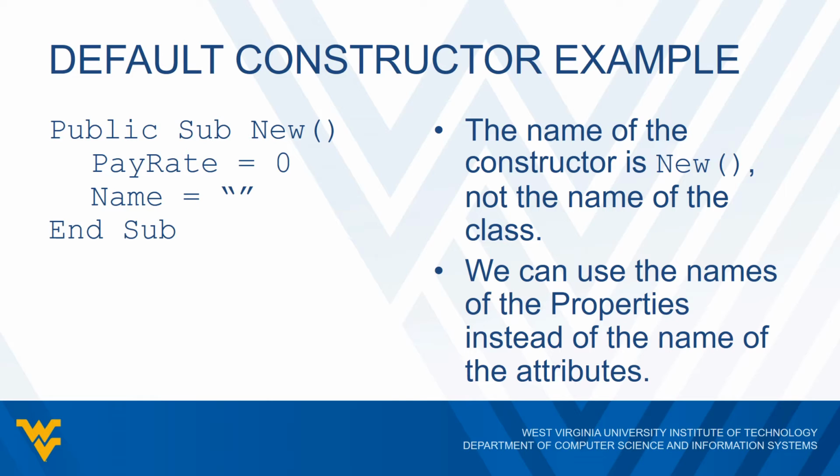Same thing goes for our name. We would call the set operator for our name property, and that's going to set the name of the employee to the empty string. So what happens is we have our properties defined for our attributes, and then when we actually use the attributes in all of our sub procedures, instead of directly using the attributes, we actually use the properties instead.